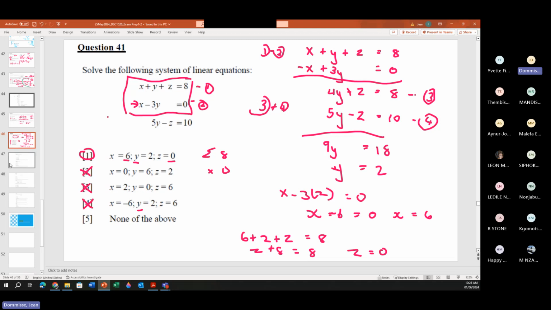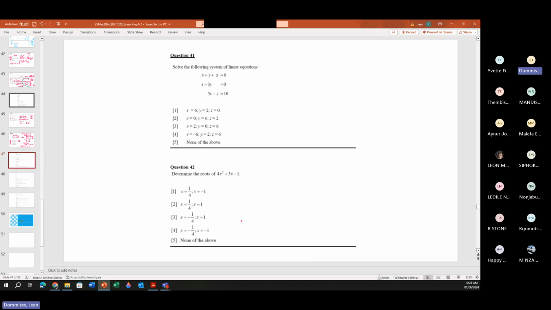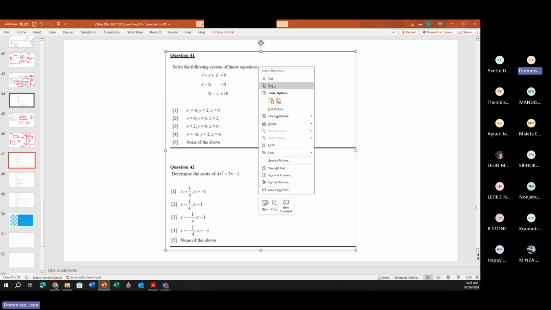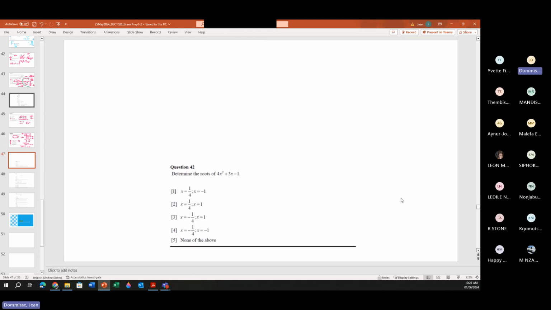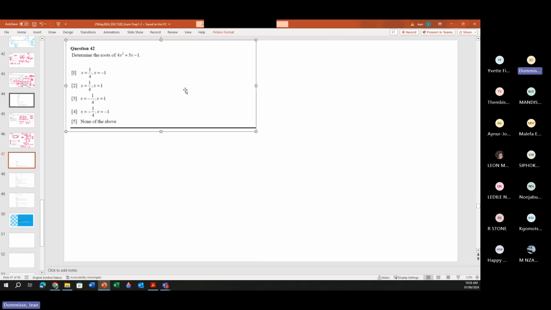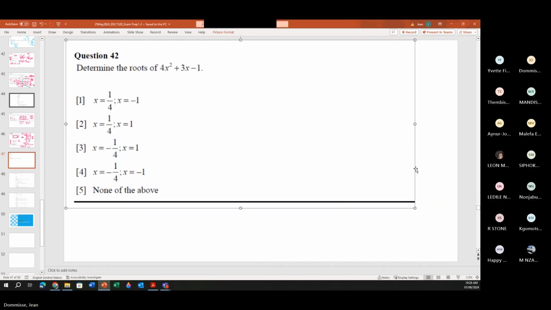Okay, let's go to the next one. Again, the roots one. So we are definitely making sure that certain things we cover quite well today. So let's just check. Roots.